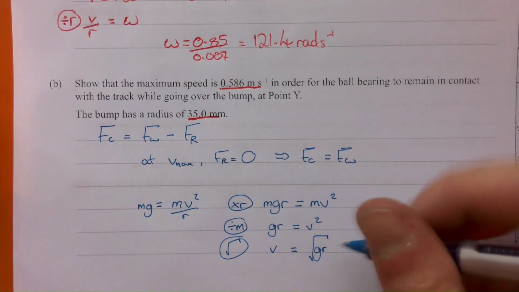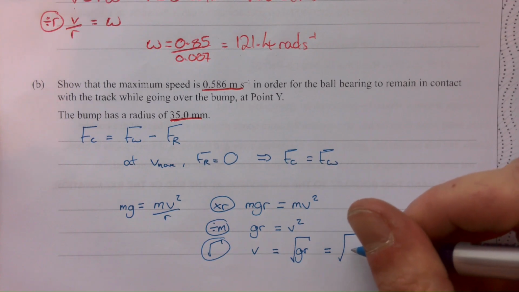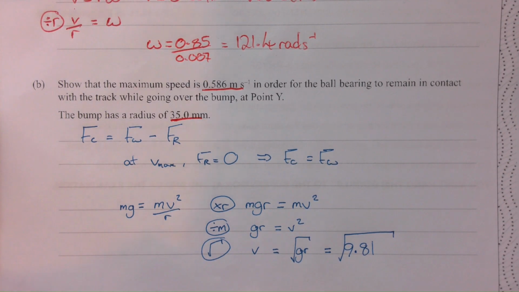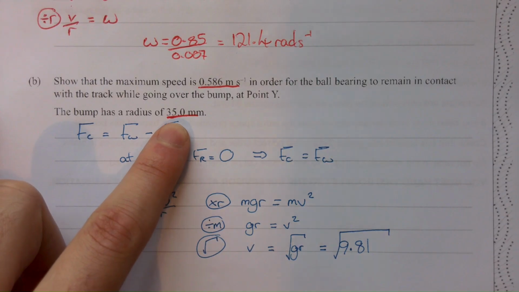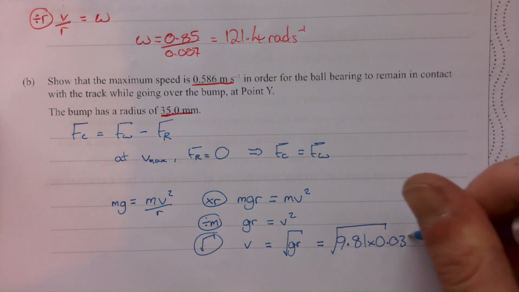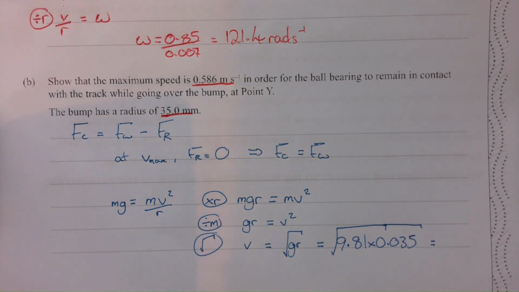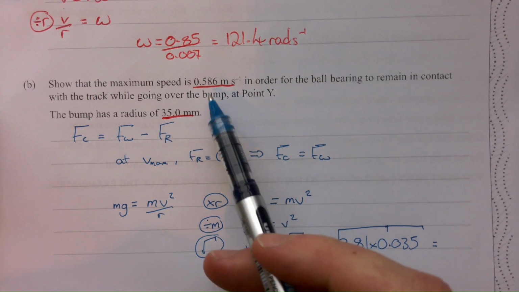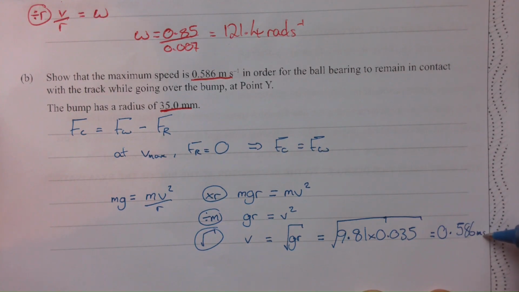Once we're at this stage, we just substitute our values in, where g from our equation sheet is 9.81, and this time, because we are analysing the curve itself, we are going to use the radius of the curve, which I'd already converted at the top of my page to 0.035. Then I can just pop that into a calculator and get my answer of 0.5859, which rounds up to 0.586 meters per second.